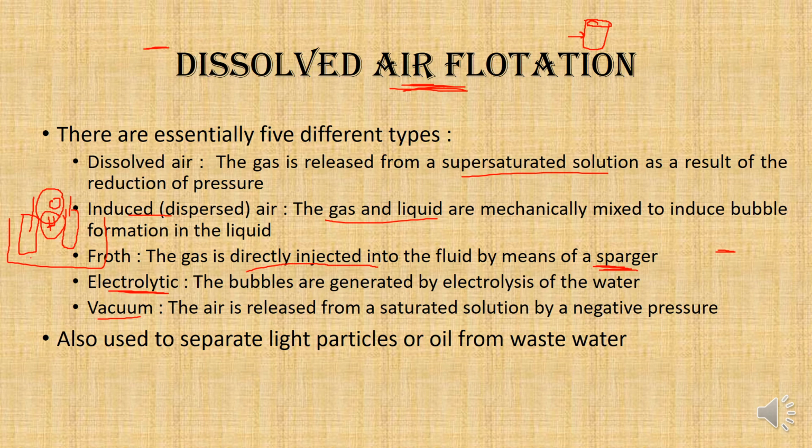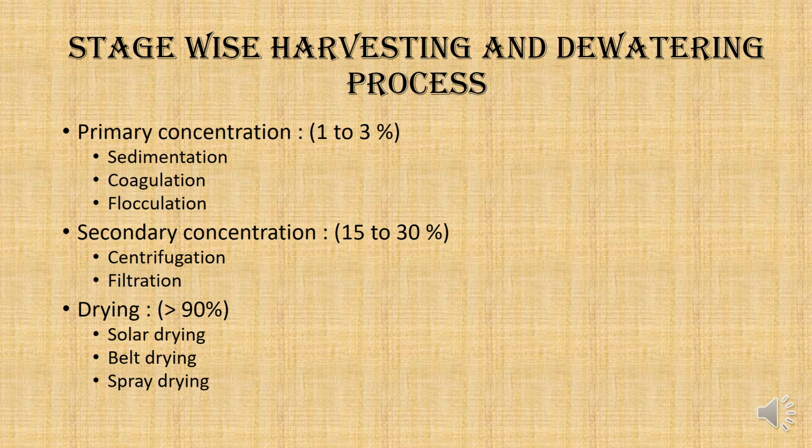So the entire harvesting and dewatering process is done in three stages. The first is the primary concentration. It is mostly sedimentation, coagulation and flocculation, done to create a primary concentration of algae, and a very low concentration, that is 1 to 3%, is obtained from this.